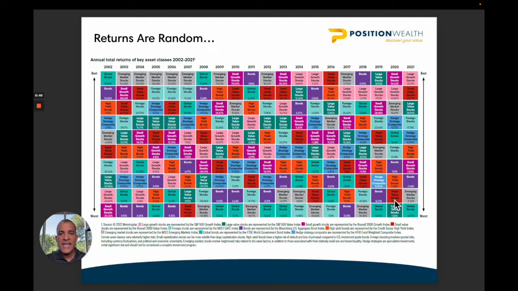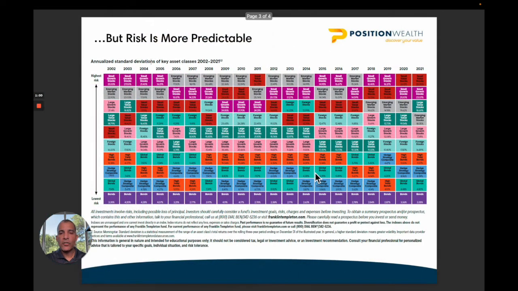And you can see that the colors on the chart are kind of all over the place, right? There's no continuity in the best performers. It's every single year is pretty much random. What we tend to ask clients to focus more on is their tolerance for risk and their goals. As returns are random, risk is much more predictable.